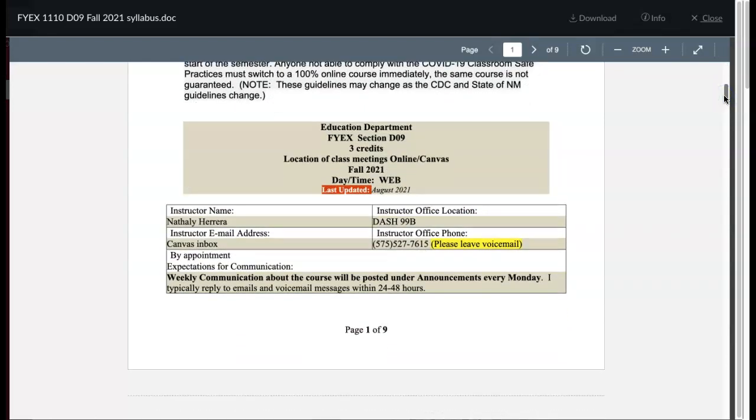So here we have our contact information. My name is Natalie Herrera and I am going to be your instructor. The best way to contact me is through Canvas inbox, and then also you can contact me through phone, though my office phone is being forwarded to my cell phone, so please make sure that you leave a voicemail and you let me know what class you are in, because I have 6 classes in total. So just let me know who you are, what you're calling in regards to, and I will get back to you as soon as I can.